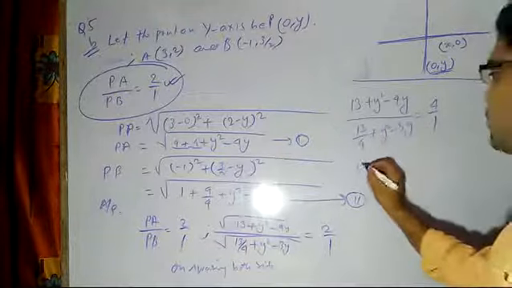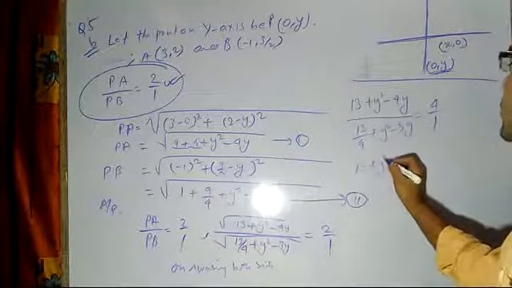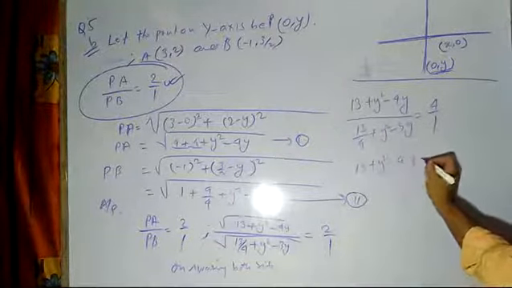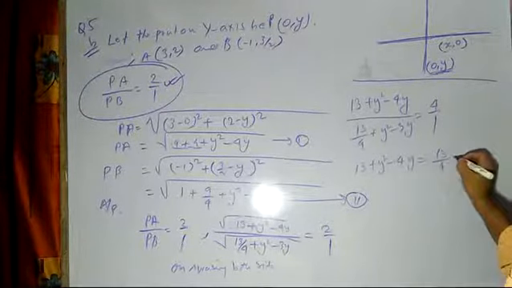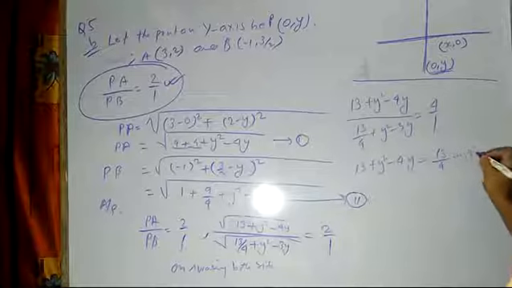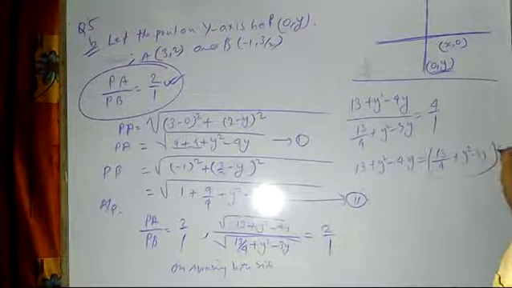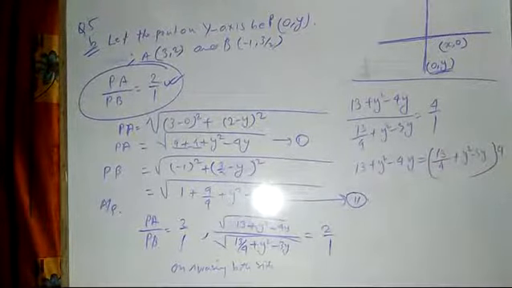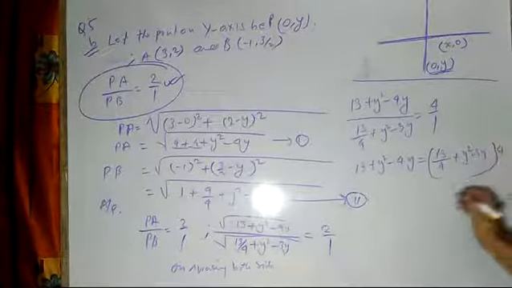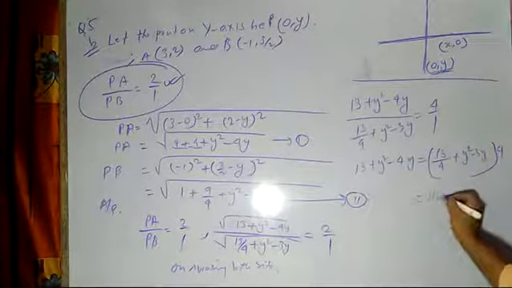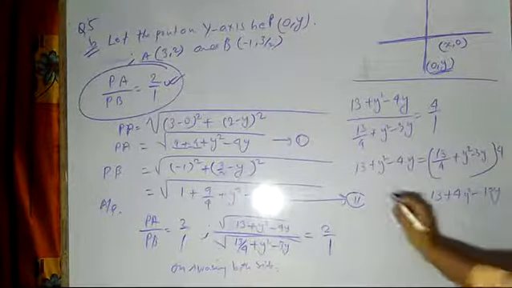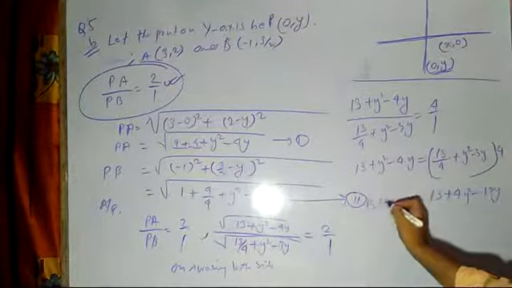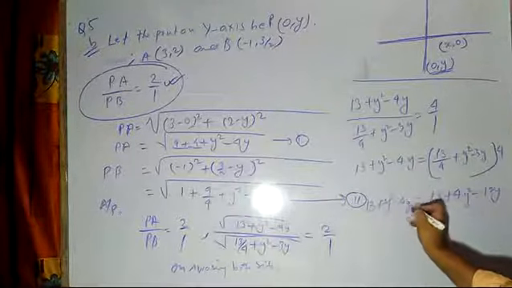Now I will do the cross multiplication. 13 + y² − 4y is equal to (13/4 + y² − 3y) multiplied by 4, cross multiplication. This 4 is there, it will be multiplied. So finally we will get 13 + 4y² − 12y on this side, and on this side I will be getting 13 + y² − 4y.